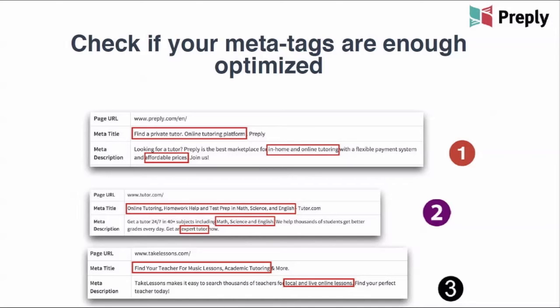Check if your meta tags are sufficiently optimized. Check what keywords your competitors use in their titles and descriptions. And if needed, change your meta tags. Make tests, track the dynamics, track the position. The main point is not to do the same things your competitors do, but to implement the best practices with no harm to your website.